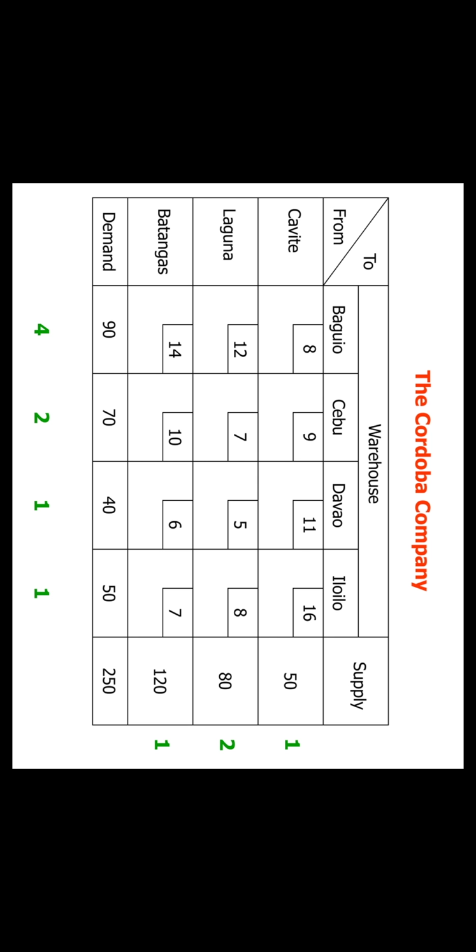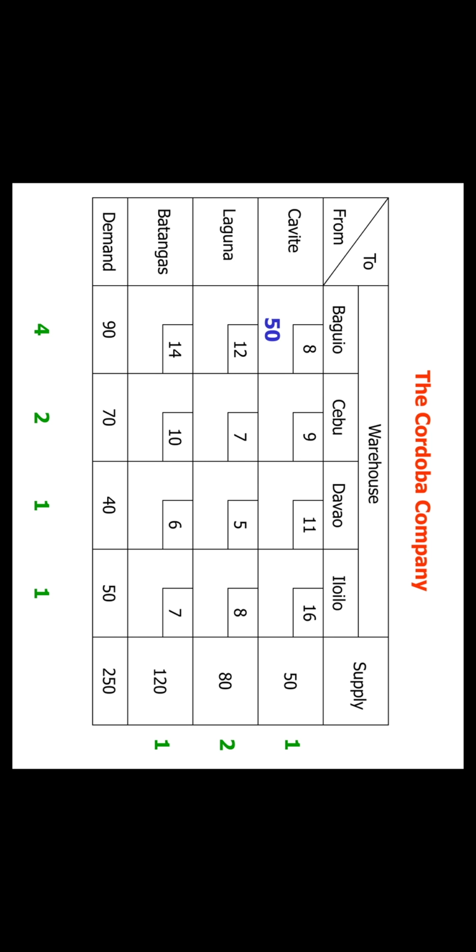Then we choose the one with the highest opportunity cost, which in this case is the value 4, representing the column of Baguio. So focusing our attention on the cells in the column of Baguio, we now choose our least cost cell, which in this case is the one with the cost of 8. How many units can we allocate to that cell? It would be a choice between the supply of Cavite, which is 50, and the demand of Baguio, which is 90. So we choose the lower value, which is 50.